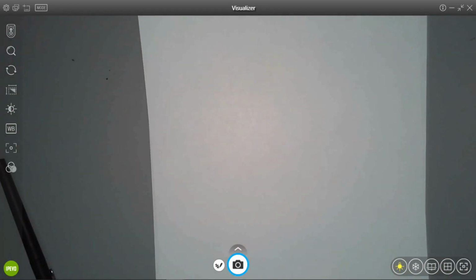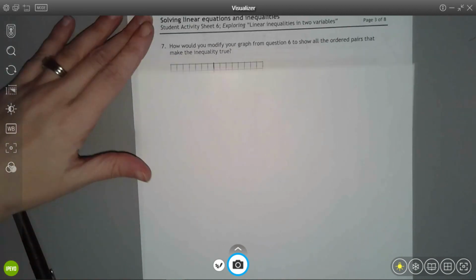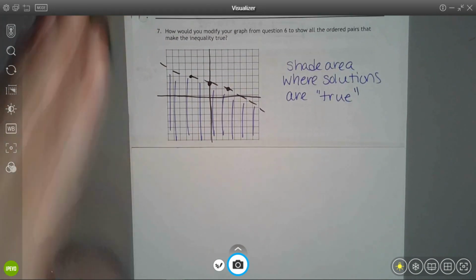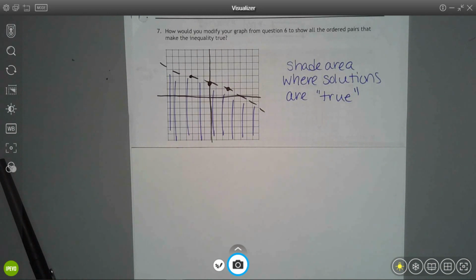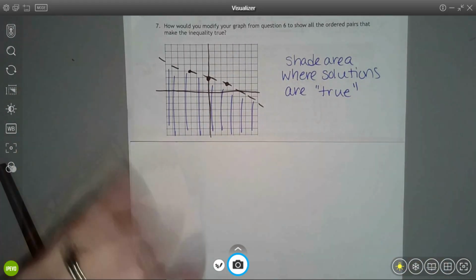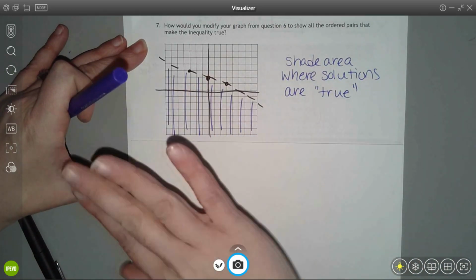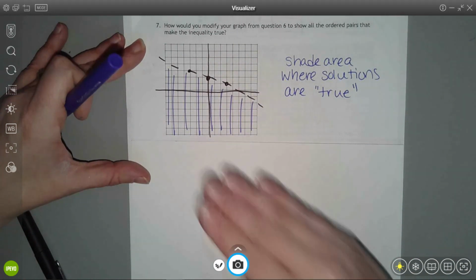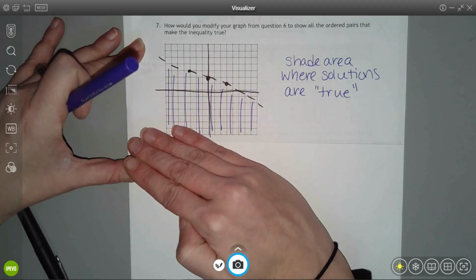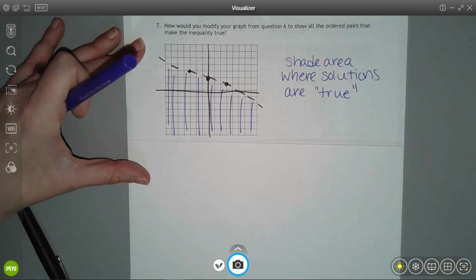Okay. So then number 7, how could we modify our graph from question 6 to show all the ordered pairs that make the inequality true? Okay. And what that means is that we are going to shade the area where our solutions are true. What this means here is that from this line, I could tell you whether I knew the problem or not, that anything below this line would be a solution. Anything that falls on the line or above it would not be a solution.